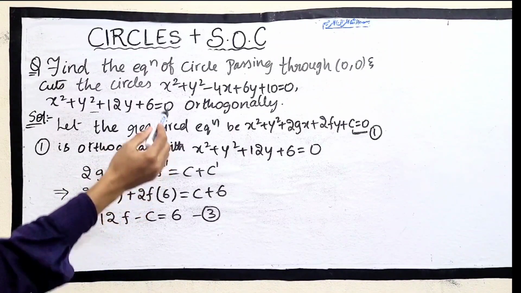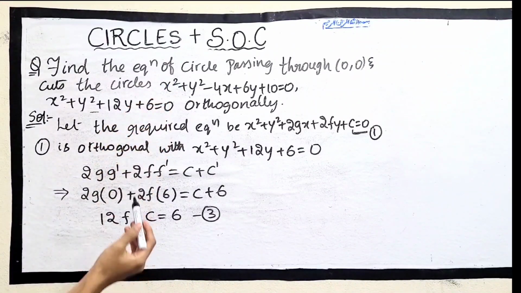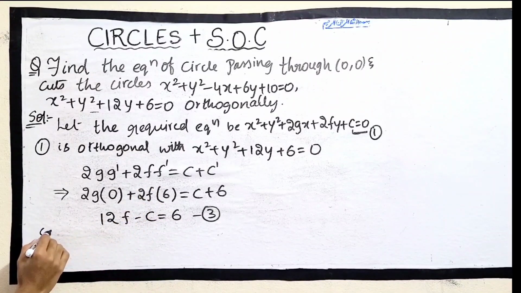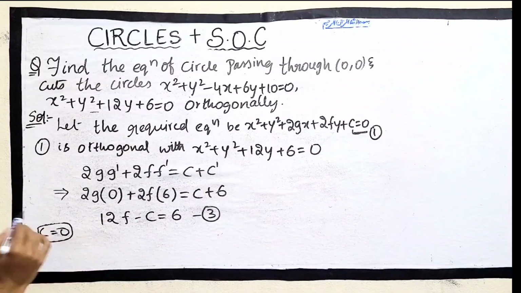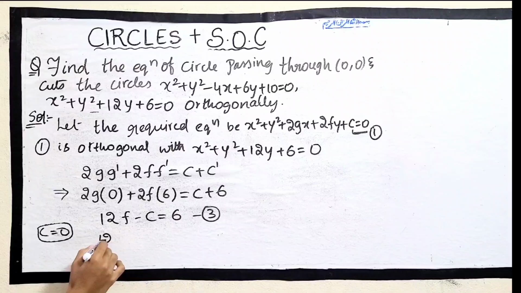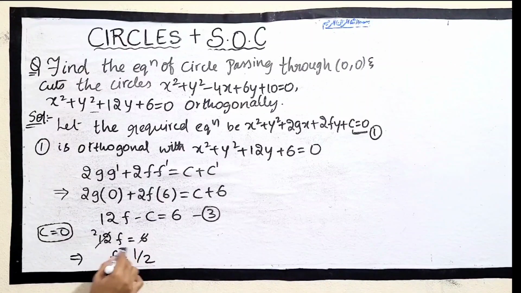The question has given that the circle is passing through (0, 0). So when it passes through (0, 0), c becomes 0. As c becomes 0, 12f is equal to 6, so f is equal to 1 by 2. We got the first unknown. Now we have to solve equation 2 and equation 3 to get the g and c values.